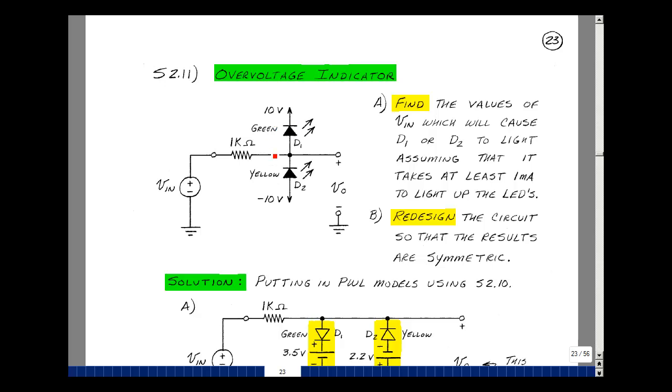It consists of two LEDs, plus and minus 10 volt power supply, 1K resistor, and an input. Could you find the values of the input which would cause the green or the yellow LED to light, assuming that it takes about a milliamp of current for the LED to begin to light? Once you examine the results, if they're not symmetric, could you redesign it so that it is symmetric? I'll explain that when we get to part B.